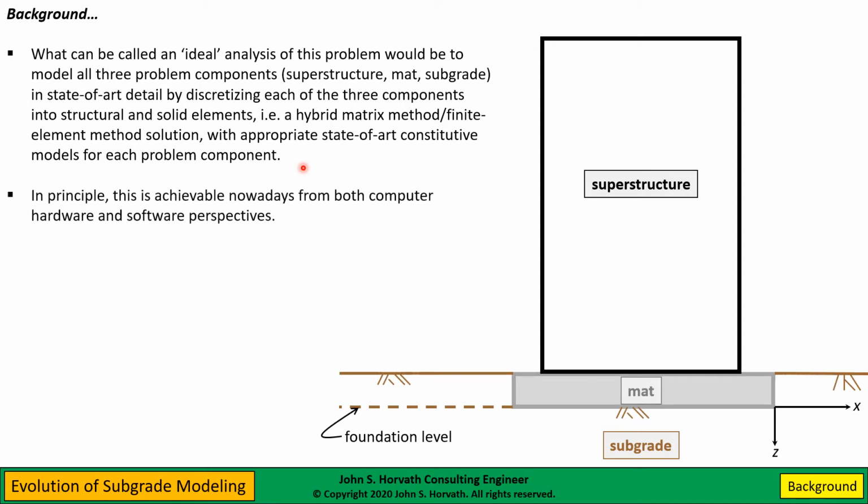Now, in principle, this is achievable nowadays. We certainly have the mathematics for it. We could write the computer software for it. The software would, in and of itself, not be a problem. And at least in principle, you have the computer hardware for it. Although you would need, obviously, a pretty substantial computer because the size of the combined stiffness matrix, the number of unknowns, would be substantial, to put it mildly.